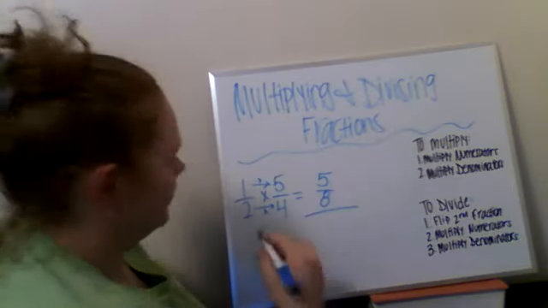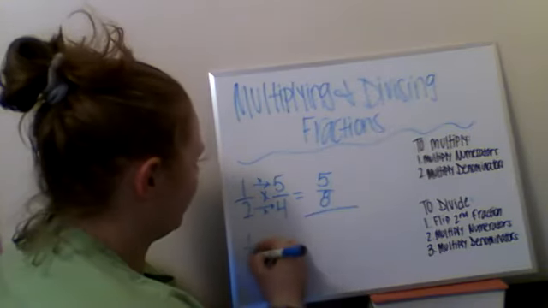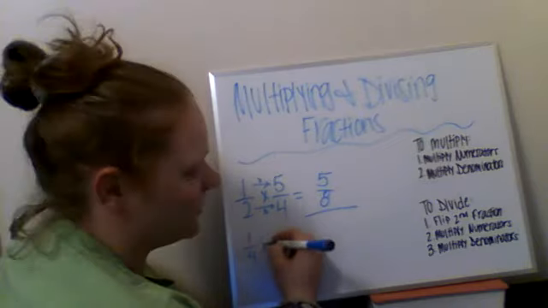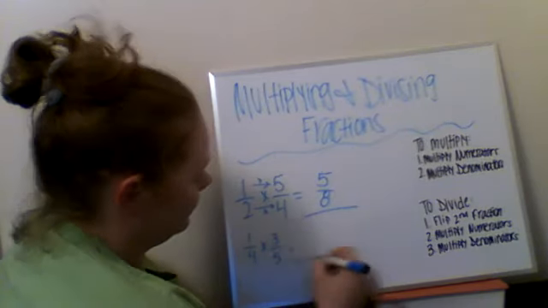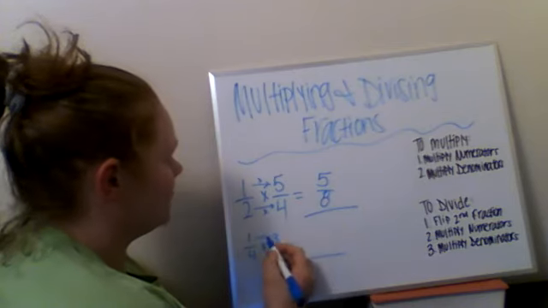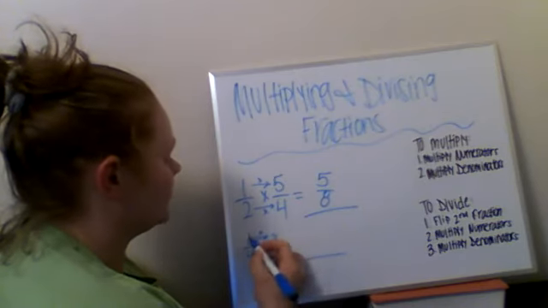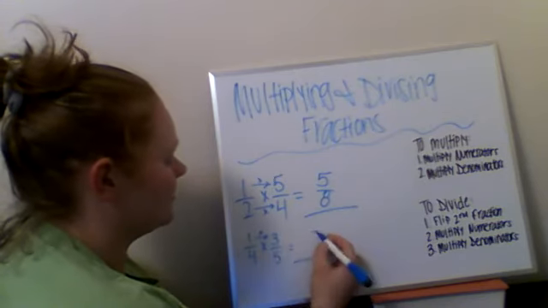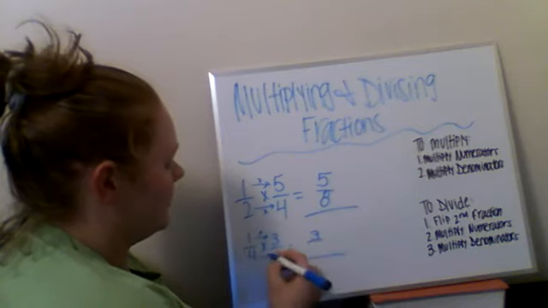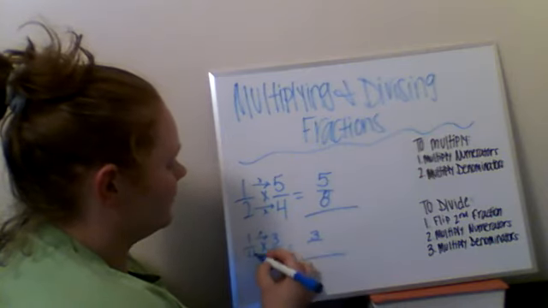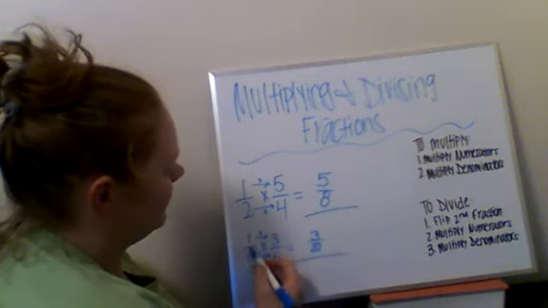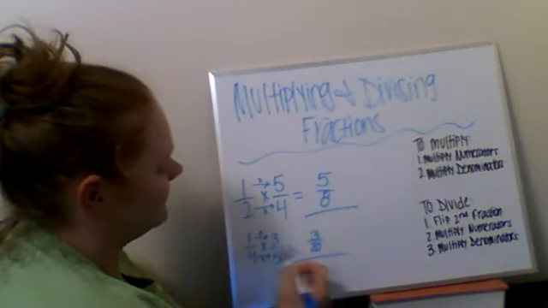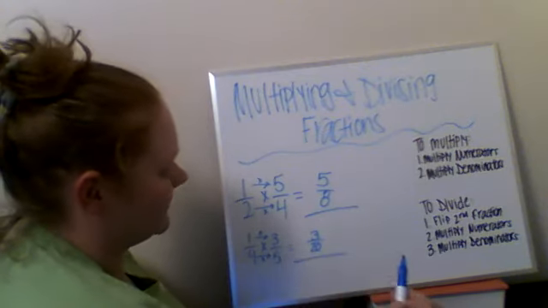Let's look at another example. If I give you 1/4, I want you to multiply 3/5. Okay, so I look at my numerators, 1 and 3. I multiply those. 1 times 3 is 3. Then I look at my denominators and multiply those. 4 times 5 is 20. So 1/4 times 3/5 is 3/20.